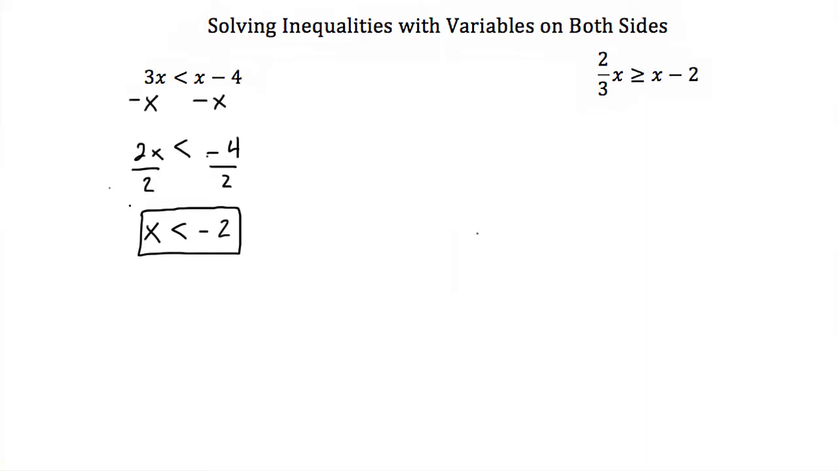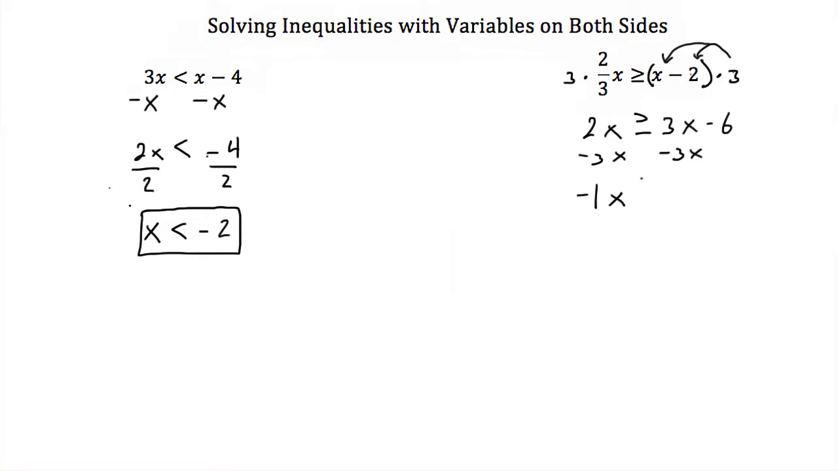Our next equation is 2/3 x has to be greater than or equal to x minus 2. Well, I don't like fractions, so the first thing I'm going to do is multiply both sides by 3. If I do that, I'll end up with 2x has to be greater than or equal to x minus 2 multiplied by 3. You have to distribute in, so we'll get 3x minus 6. Now I'm going to subtract 3x from both sides, and we'll get a negative 1x has to be greater than or equal to a negative 6.